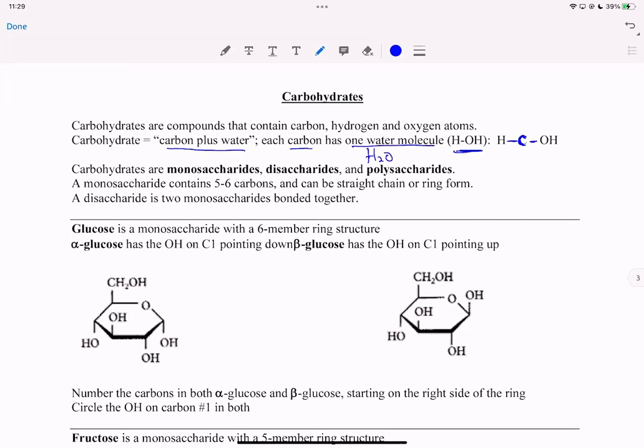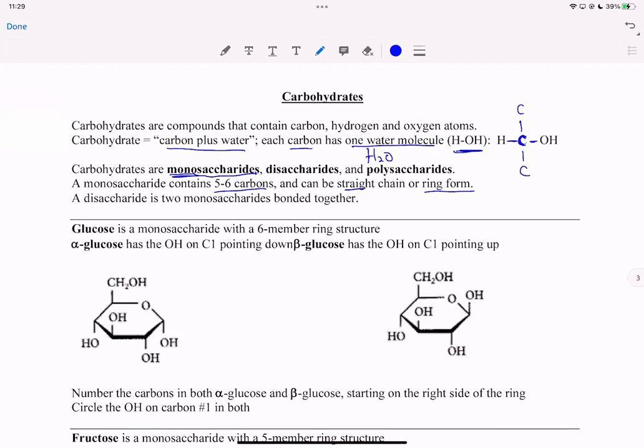Now, you're not just going to have one carbon, but you'll have a series of carbons. So there can be another carbon above, another carbon below. You're going to usually have 5 or 6 total in your common monosaccharides. And those 5 or 6 carbons can be straight chain, but more commonly, we're going to be looking at rings. Okay, so carbohydrates start off in the simplest version as monomers. That's called a monosaccharide.